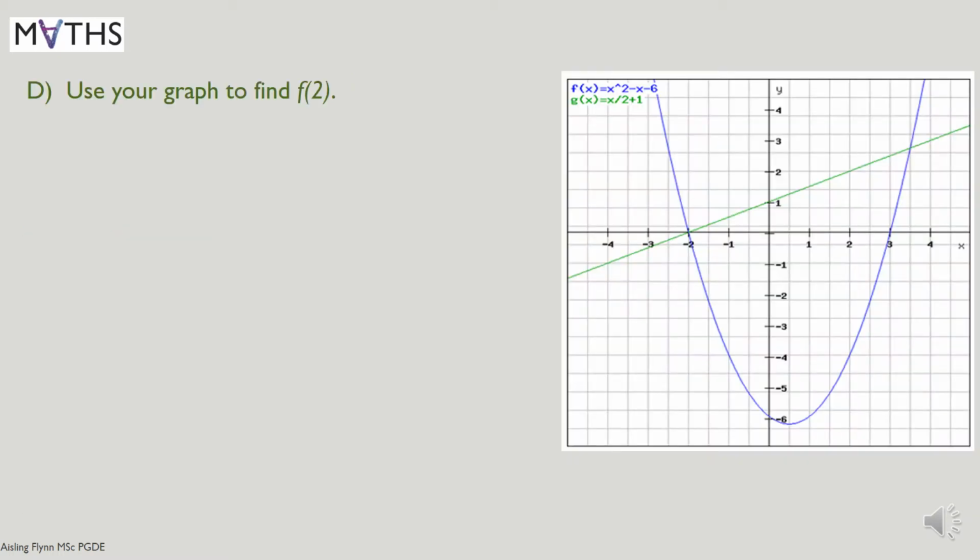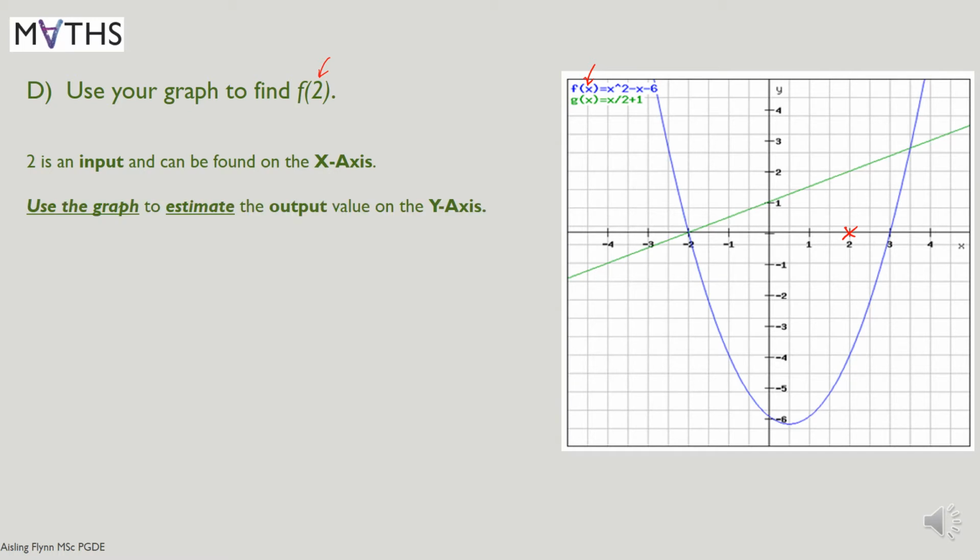So question D, use your graph to find f of 2. So firstly, we must recognize that 2 is an input, it is an x value, and it can be found on the x-axis. So when you see it in the little bracket beside the letter f, it equates to an x value. Okay, it's an input. So find that on the x-axis, there it is, x is 2. And then we will use the graph and estimate the output, which we'll find on the y-axis where the f of x values are.